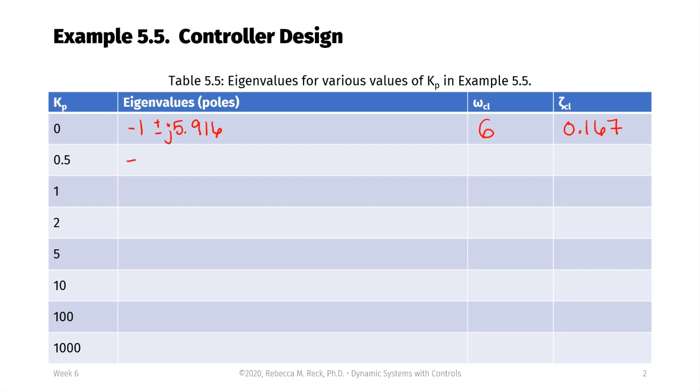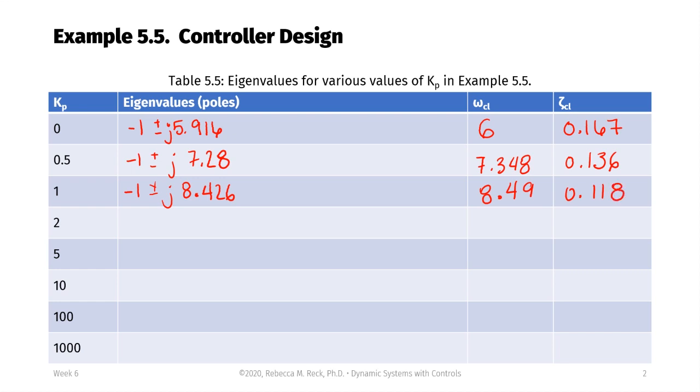So at Kp equals 0.5, we have -1 plus or minus j 7.28, and our natural frequency is 7.348, and our damping ratio is 0.136. And keeping going, we have -1 plus or minus j 8.426, and a natural frequency of 8.49 with a damping ratio 0.118. At 2, we are at -1 plus or minus j 10.34. Our natural frequency is 10.4, and our damping ratio is 0.096. At 5, we are at -1 plus or minus j 14.7. Our natural frequency is also 14.7, and our damping ratio is 0.068.